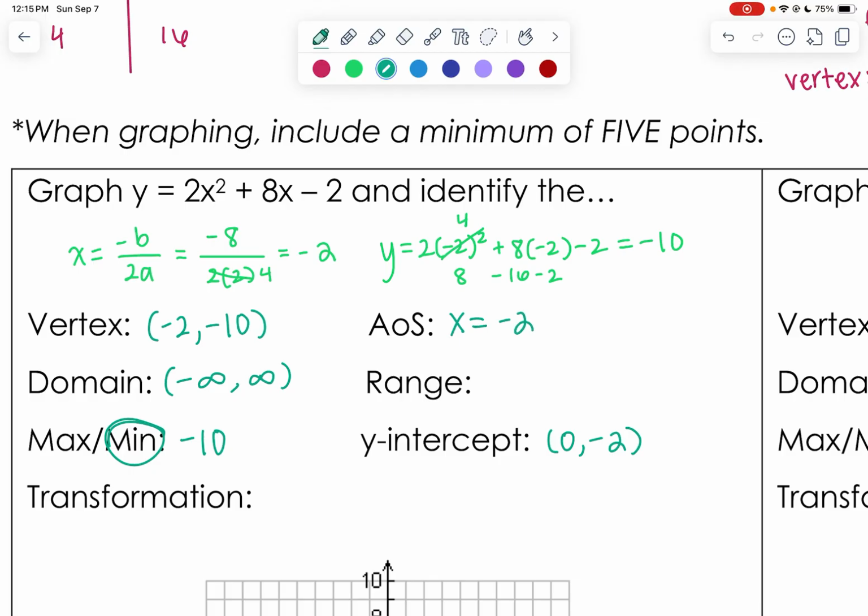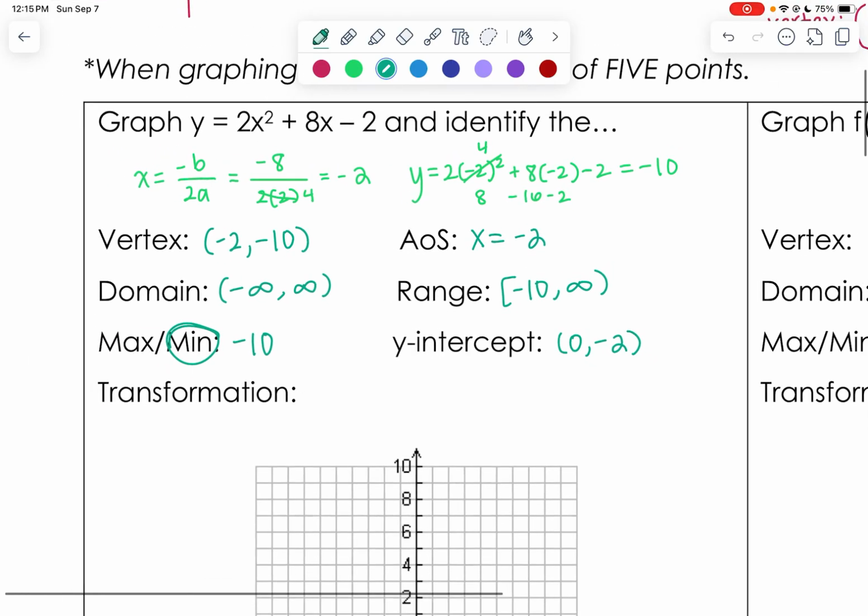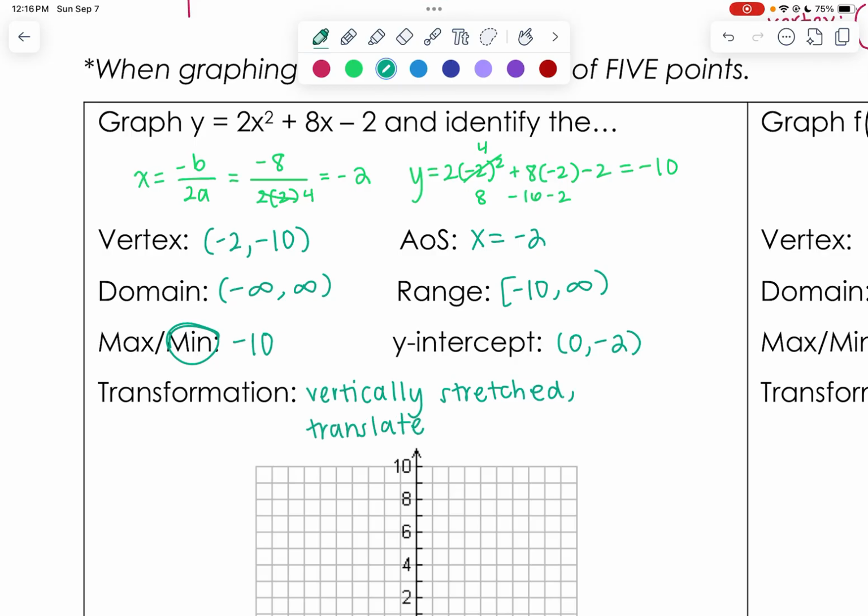And because it was a minimum, now I know my range is negative 10 up to infinity. Okay? So this should be a u, just like the parent function, a parabola, right? Quadratic, but I know that it's vertically stretched. And based on the vertex, it's going to translate left 2 down 10.